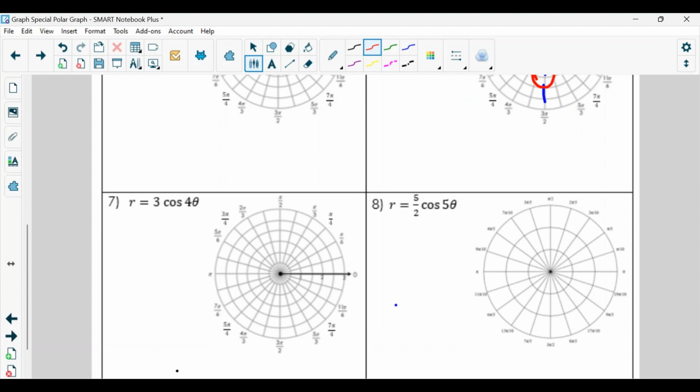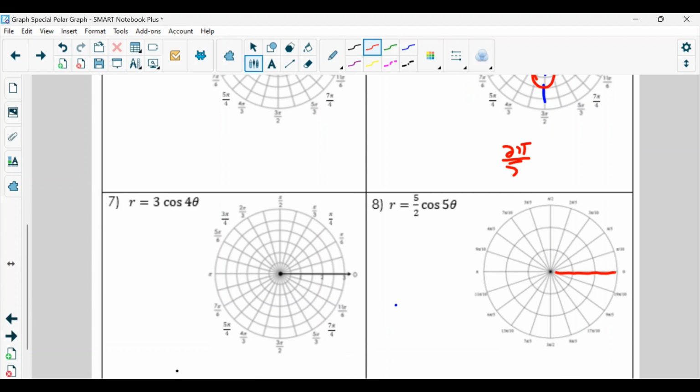So the a value is 2.5. Got it. The first one is cosine, so we know it's going to be right there. There are 5 petals, so let's divide 2 pi by 5. I can't simplify it any further, so that's going to be 2 pi over 5.